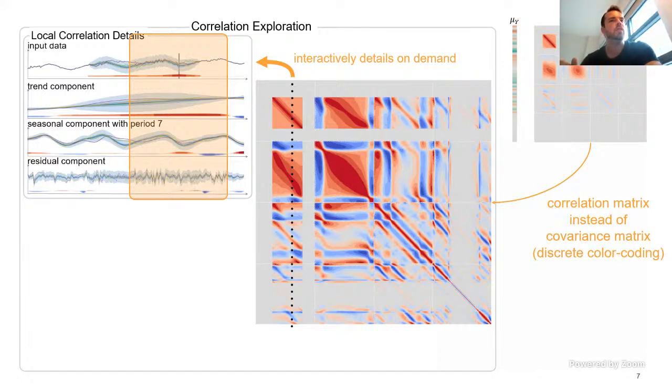And then you can, for example, see that this point in the input data, how it correlates with, for example, the seasonal component with period 7. And you can see the blue and the red area that it positively and negatively correlates.